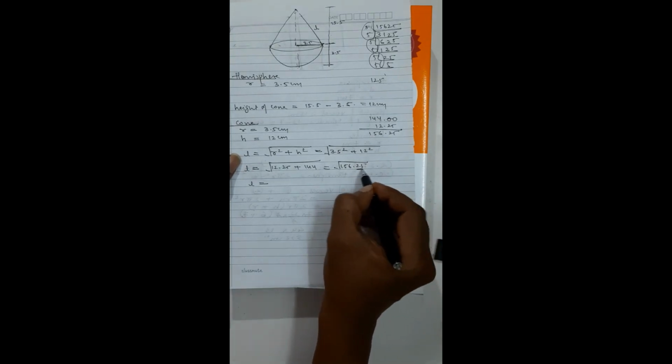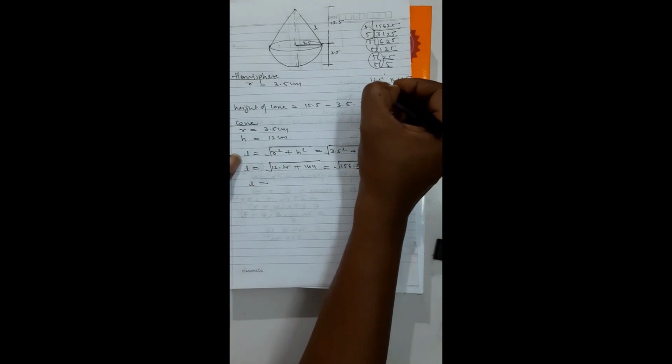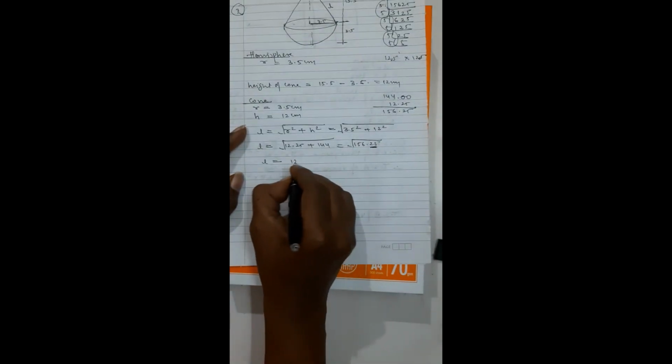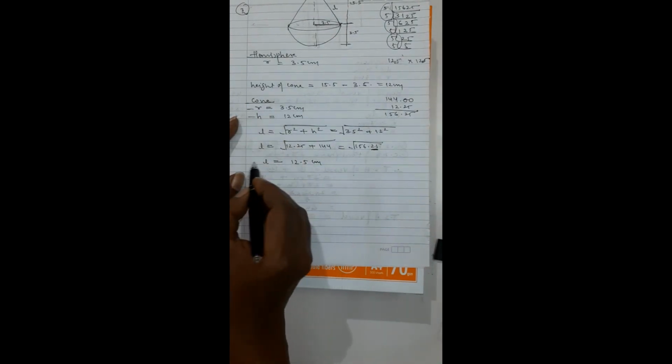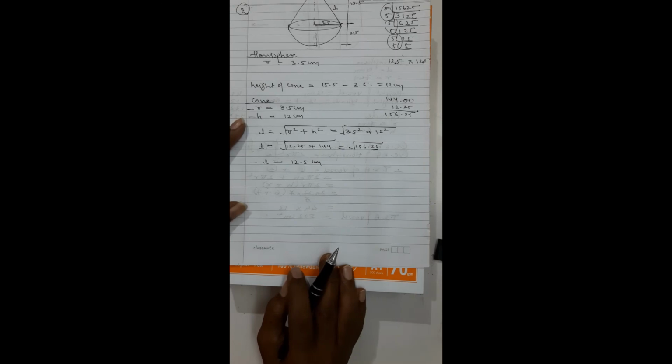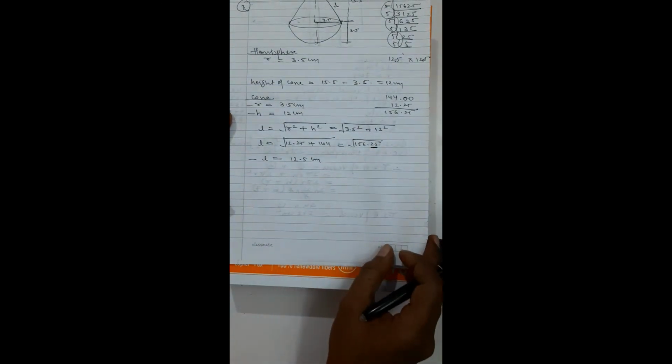But out of these two, actually it is going to be like this. There are two decimal places, so one decimal place I will give over here. Therefore L is equal to 12.5 centimeter. In this way we have got all the three parameters of the cone. Now we are going to find the total surface area of the toy.